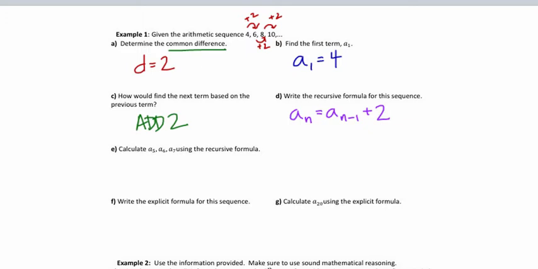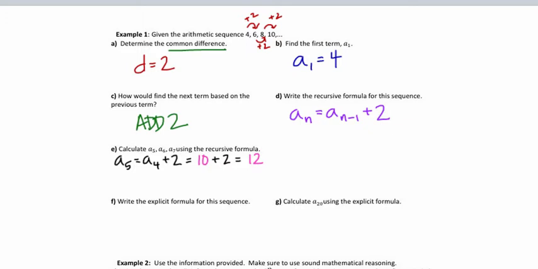So the 5th term is going to be equal to, and we're going to use our recursive formula, the previous term, which is a sub 4, plus the common difference. Now we know that a sub 4 is equal to 10, so it's now going to be 10 plus the common difference, which gives us 12.